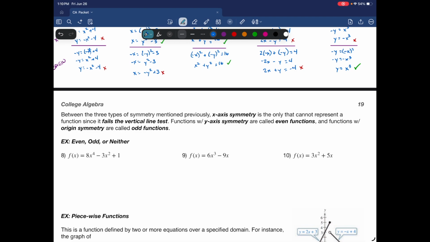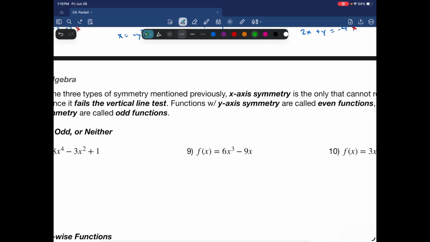So here's what we're dealing with. If I plug negative x into my original function and I get my original function back, that is an even function, which has y-axis symmetry.